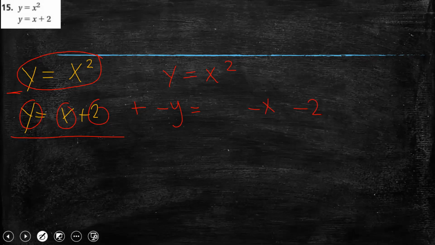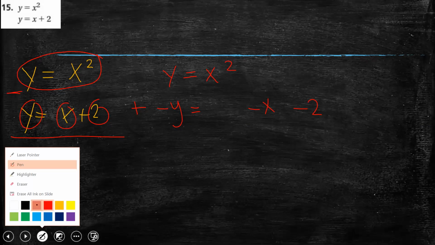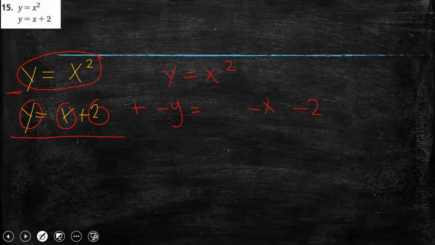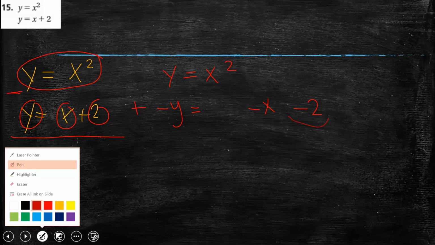Okay? So subtract, make minus to be plus, and change the sign of each term for y, for x, and for positive 2. So y will be negative y, and x will be negative x, and 2 will be negative 2.